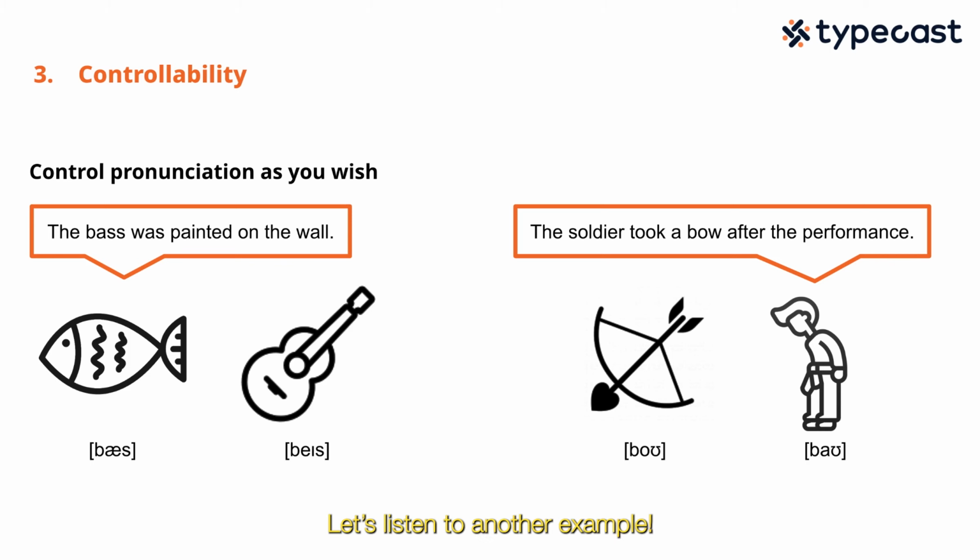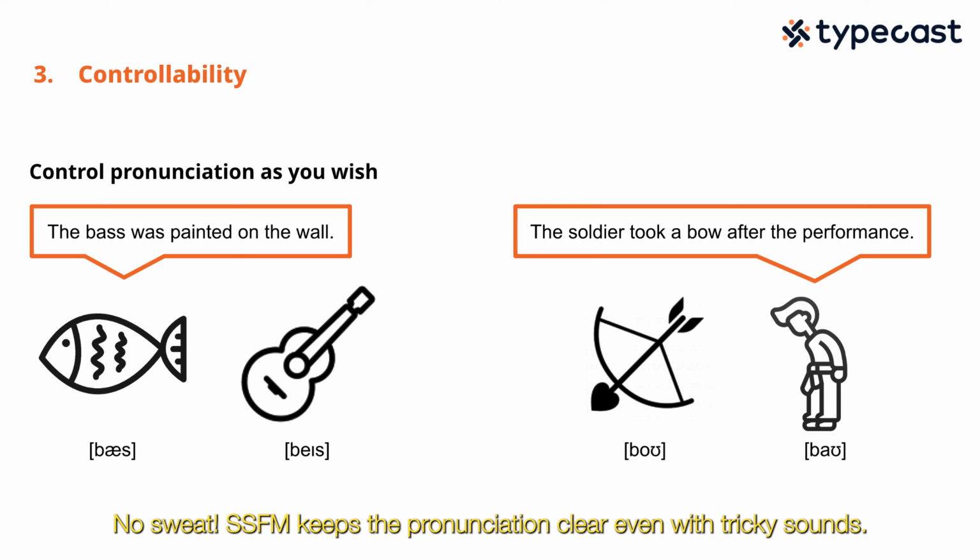Let's listen to another example. Soldier saluting or picking up a bow. No sweat. SSFM keeps the pronunciation clear even with tricky sounds.